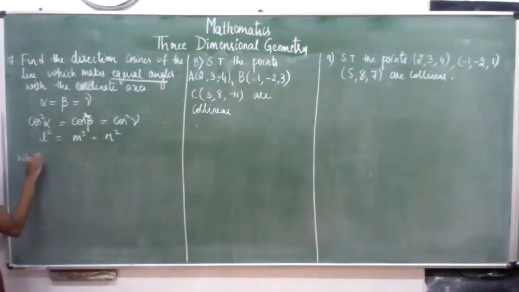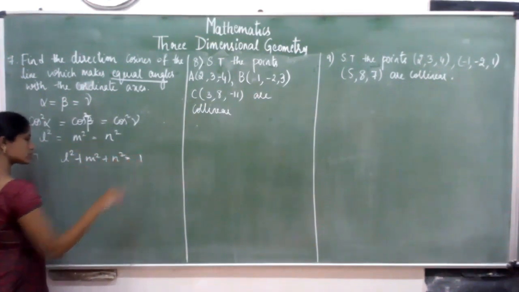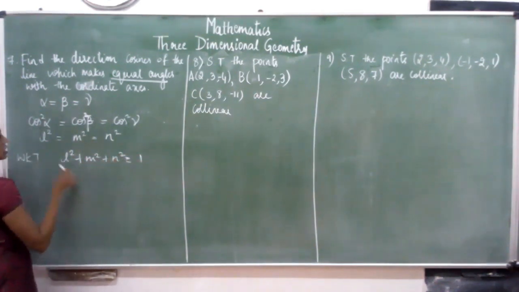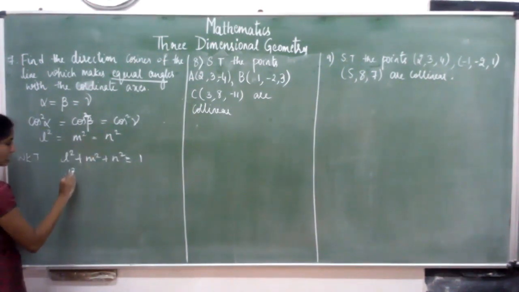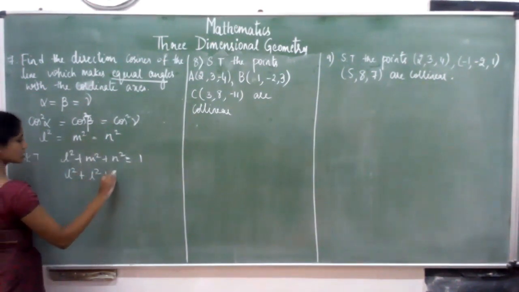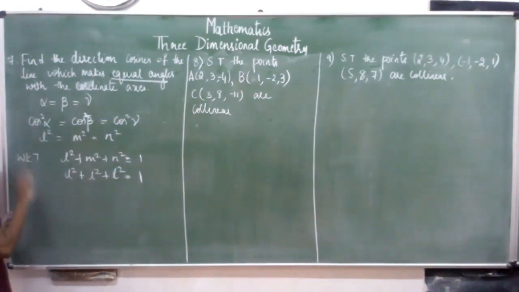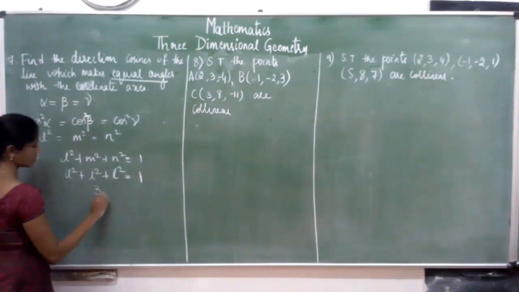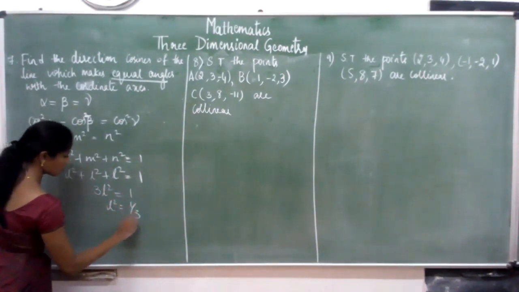And we know that L square plus M square plus N square is equal to 1. So if L square is equal to M square and which is equal to N square, I can write L square plus L square plus L square only, because L square is equal to M square, again L square is equal to N square. Therefore 3 times L square is equal to 1. L square is equal to 1 by 3.